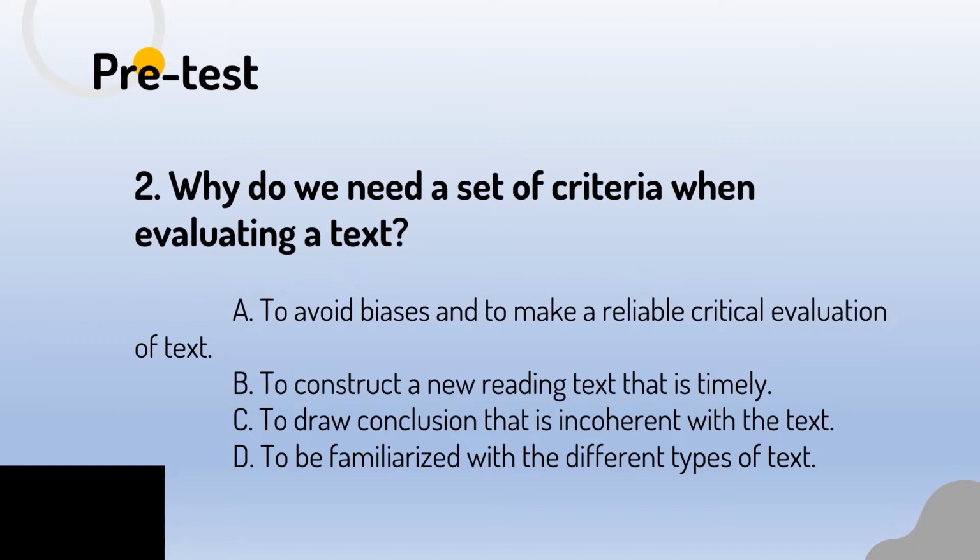Question number 2, why do we need a set of criteria when evaluating a text? A. To avoid biases and to make a reliable critical evaluation of text. B. To construct a new reading text that is timely. C. To draw conclusion that is incoherent with the text. Or letter D. To be familiarized with the different types of text. Okay, for this, the answer is letter A.